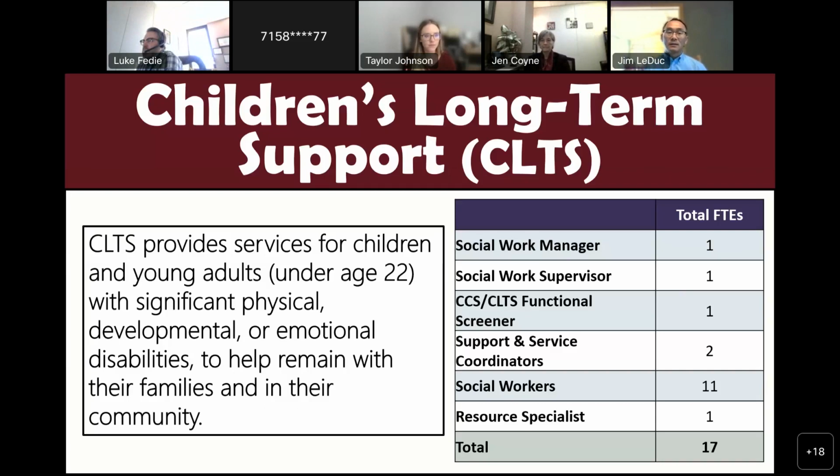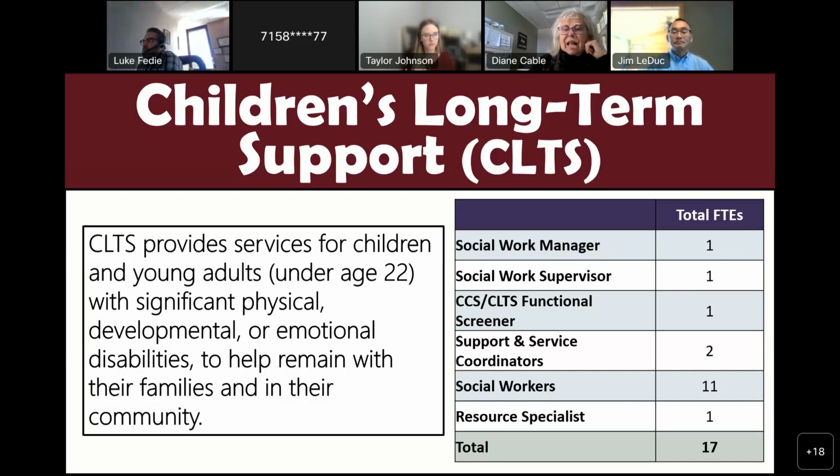Can I just add in, Jim, because I didn't say this earlier, that there are two CCS service facilitators who are also part of this team because of that interconnection with the CCS program and the CLTS program. So just wanted to note that the entire team encompasses 19 people, because there are two service facilitators also part of the team.